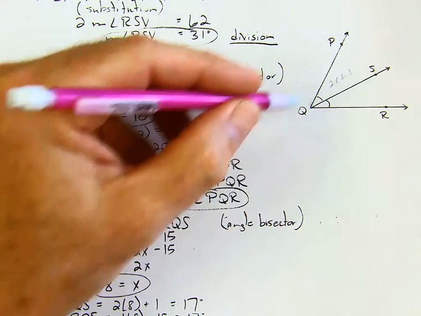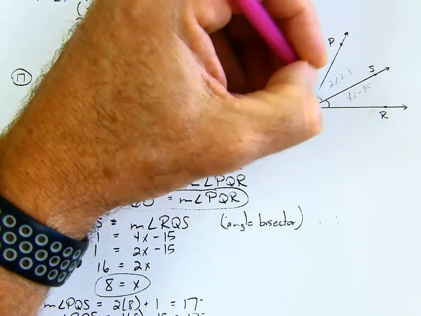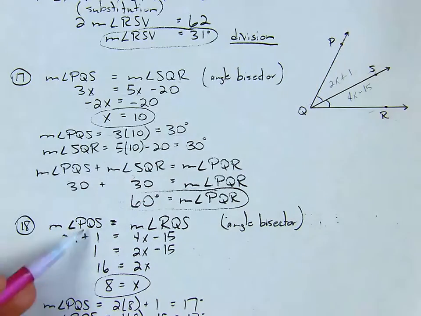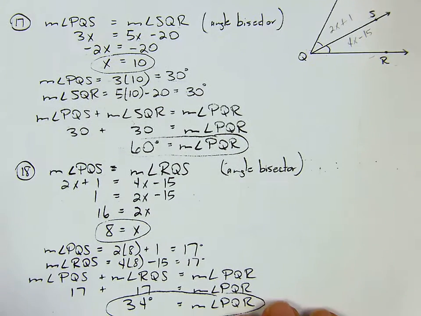RQS, which is the other angle, is 4x minus 15. Since that was a bisector, these are equal. Set them equal, solve for x. When I set them equal and solve for x, I got x is equal to 8. Plug that back in for each measure.